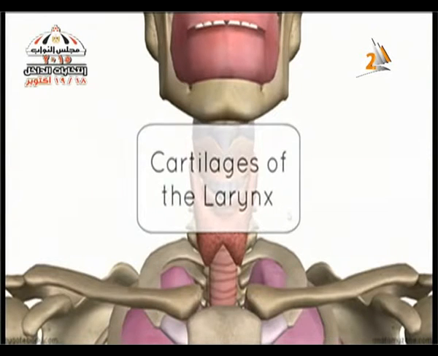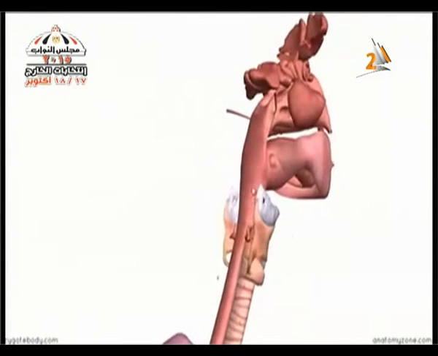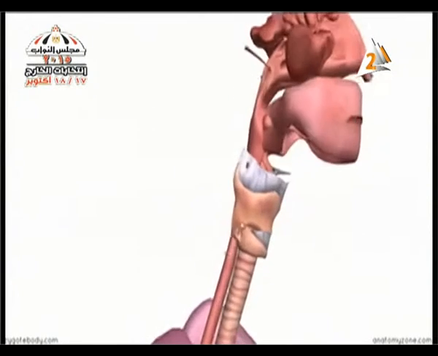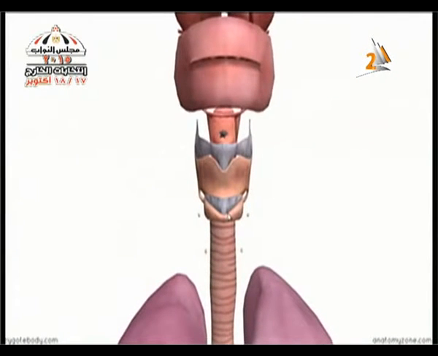Cartilages found in ear, nose, and trachea. Cartilages does not contain blood vessel. Any cartilage does not contain blood vessel. So it gets food and oxygen by diffusion.